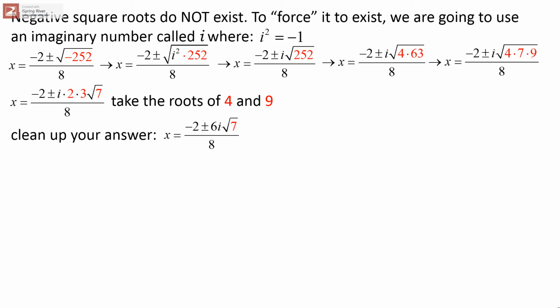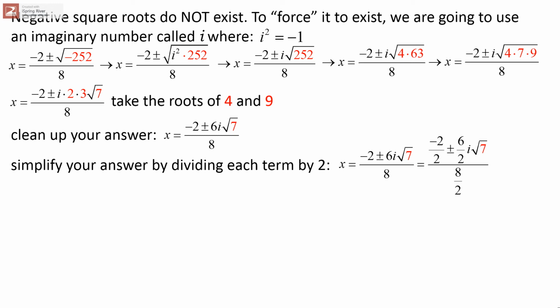I'm going to clean up my answer a little bit. x is equal to negative 2 plus or minus 6i square root of 7 over 8. I'm simplifying my answer now by dividing each term of my fraction by 2, which gives me negative 2 over 2 plus or minus 6 over 2 times i square root of 7 over 8 over 2. I'm going to clean that up. x is equal to negative 1 plus or minus 3i square root of 7 over 4.